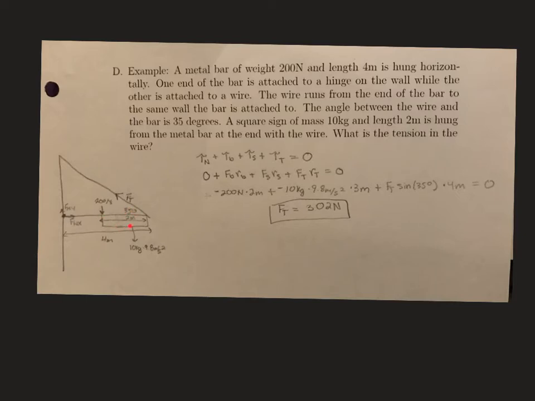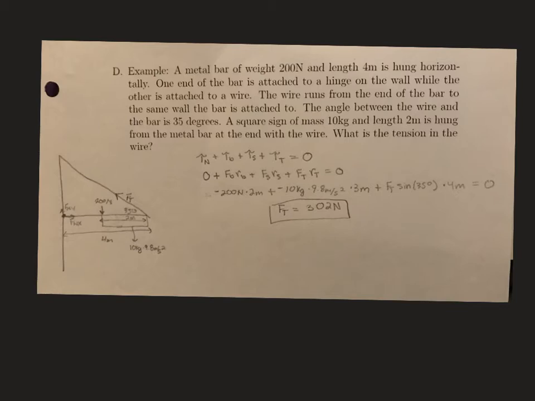And then there's a sign here that has a mass of 10 kilograms and a length of 2 meters that is hung from the end of the bar near the wire. And we want to know what the tension in this wire here is.